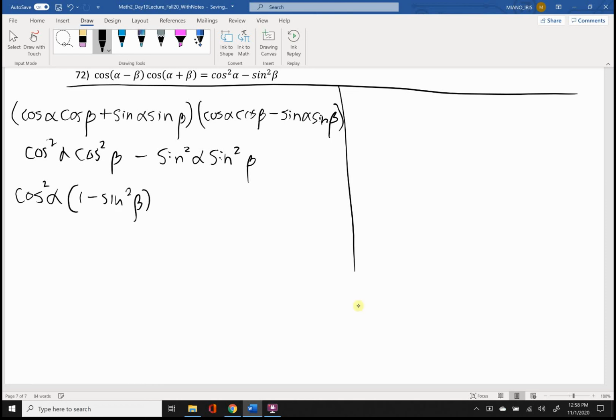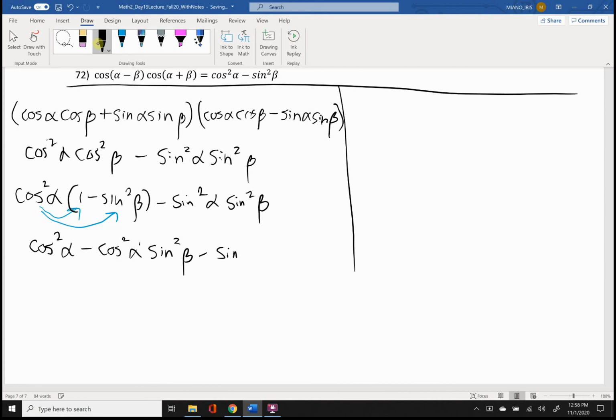How would you know to do that? Probably wouldn't, but that's why I'm showing this to you. Okay, then go ahead and distribute this through, this cosine squared alpha. I know, seems weird, but just stay with me here, folks. It's going to turn out to be just glorious in just a moment. Cosine squared alpha minus cosine squared alpha, sine squared beta, minus sine squared alpha, sine squared beta.